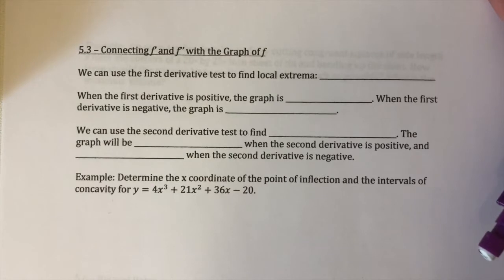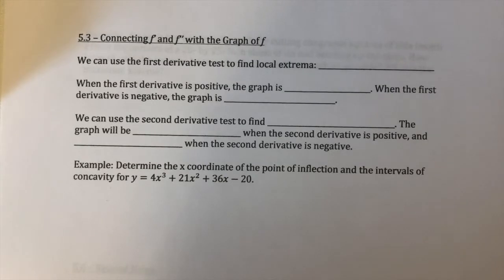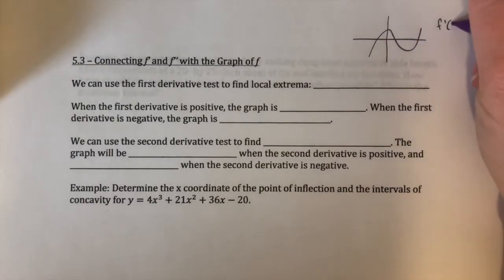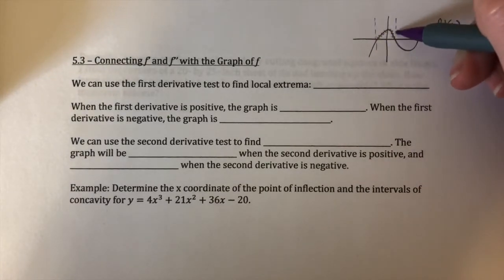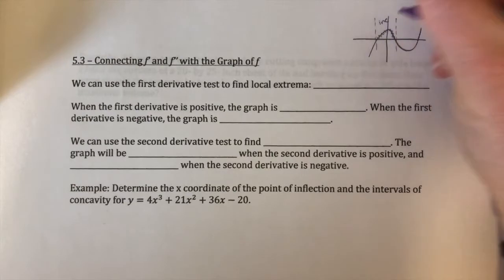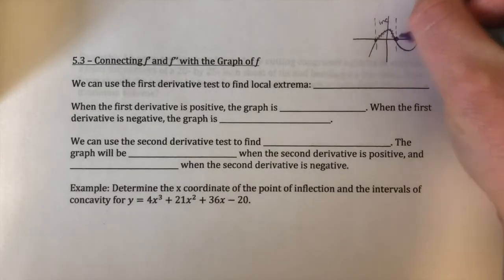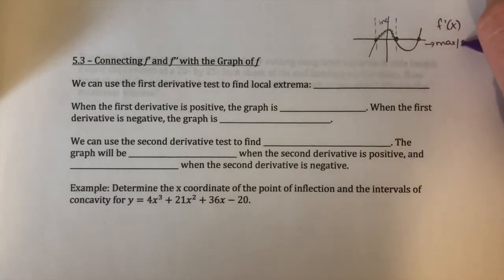Our third topic was 5.3, so connecting f prime and f double prime with the graph of f. So if I gave you a graph of a derivative, could you tell me where the original one was increasing or decreasing, right? Like if I said this was f prime of x, because it's positive all of here, that would tell you that between those two values, it would be increasing on the regular graph, right? All of the zeros on the f prime would be maxes or minimums on the original, right?